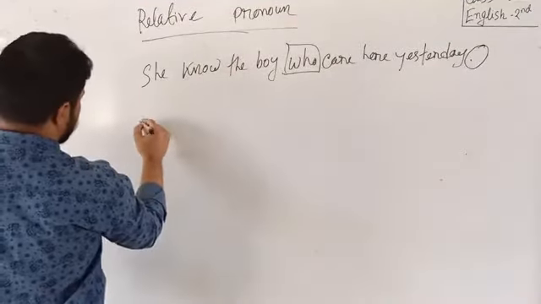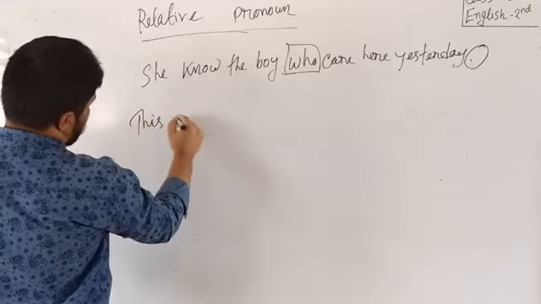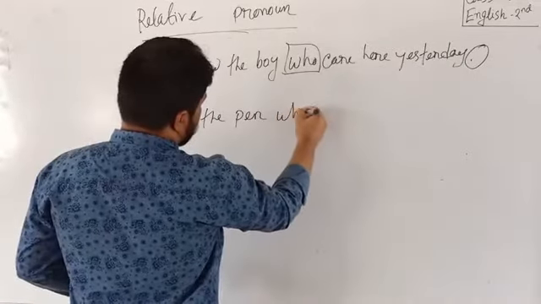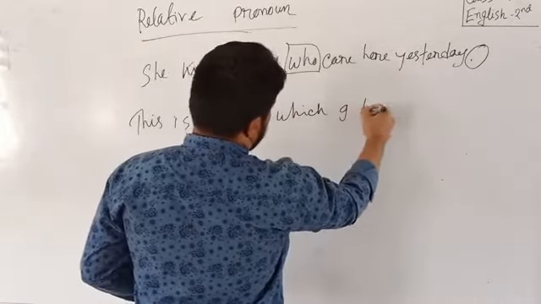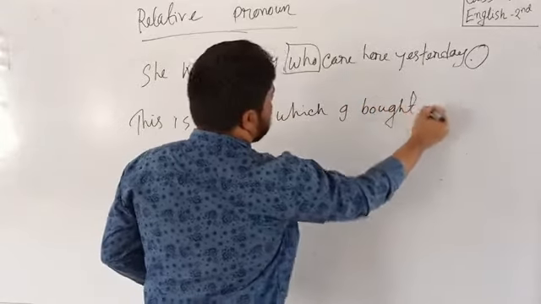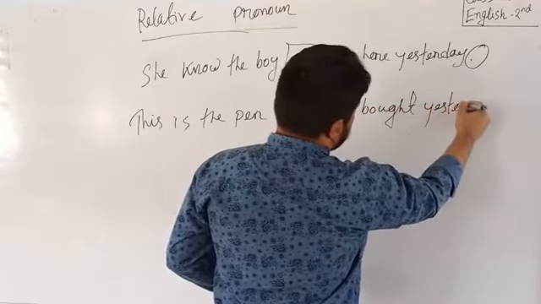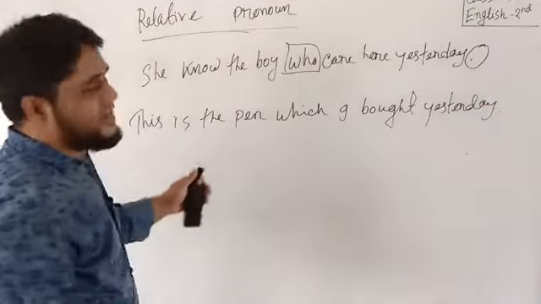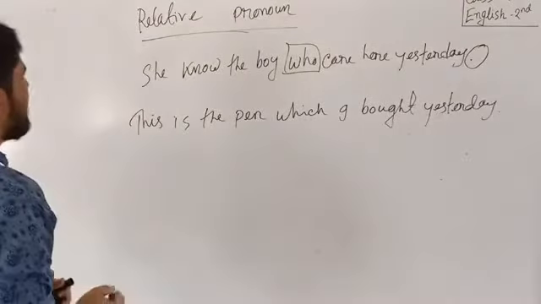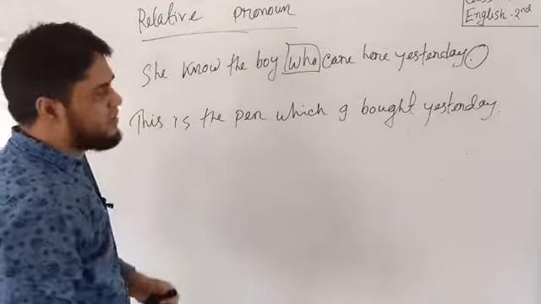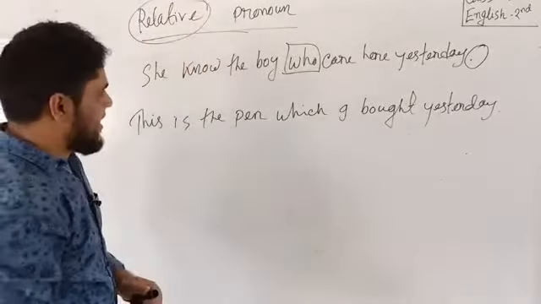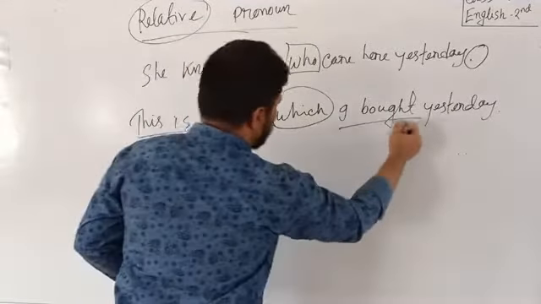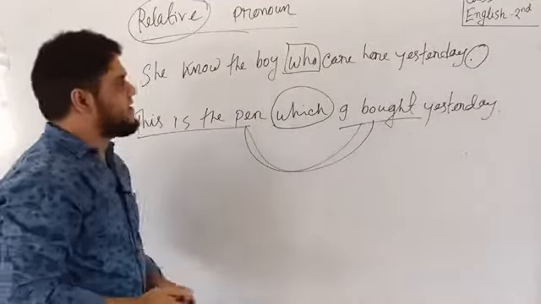Another example is: this is the pen which I bought yesterday. Again, we must use a full stop because it's not an interrogative sentence. We are working with relative pronouns, and we have to use them in the middle of two sentences to show the relation of these two sentences. I think you can understand.